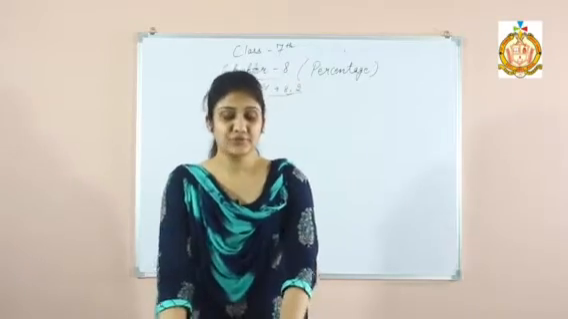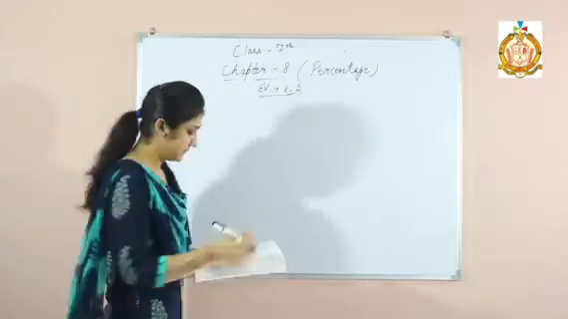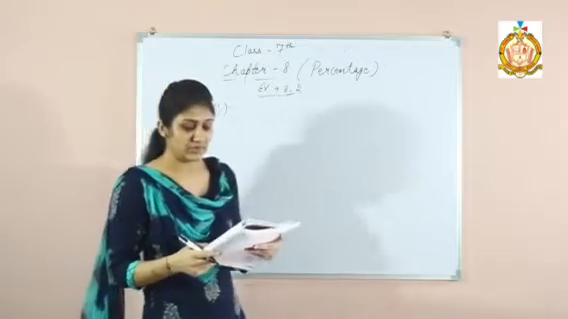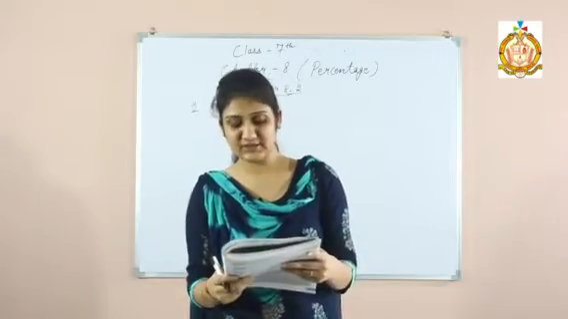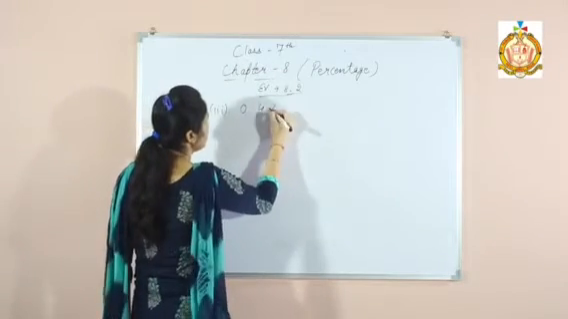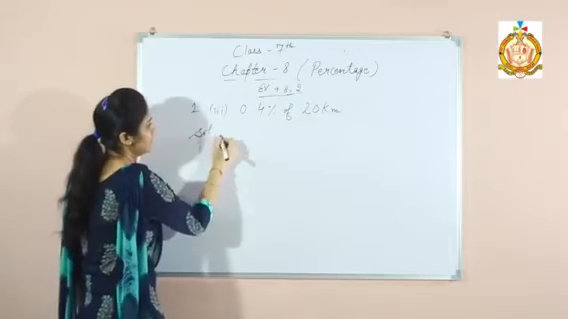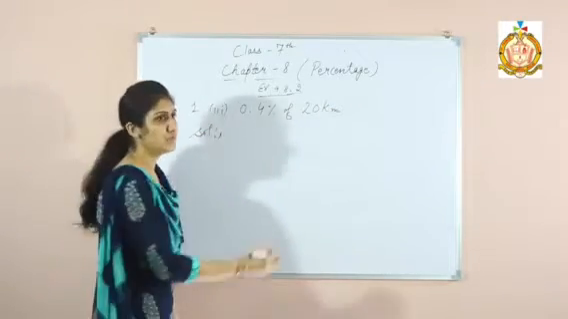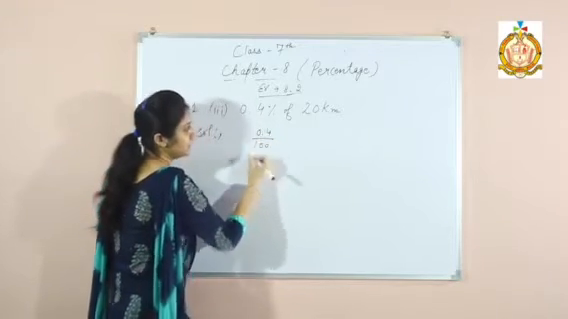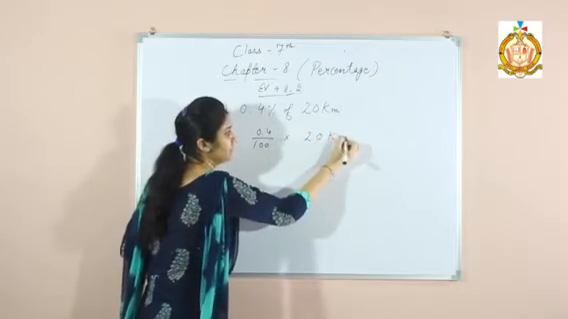Our first sum is we have to find the value of, I am doing the third part of the first sum. We have to find the value of 0.4% of 20 kilometer. So we can write 0.4% as 0.4 upon 100. Of means multiply 20 kilometer.